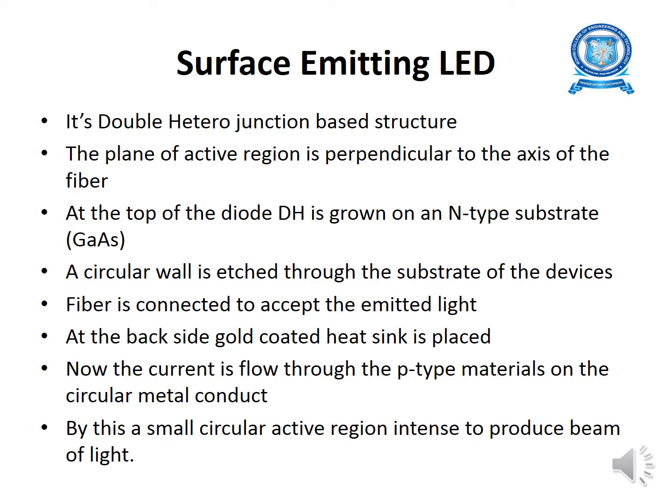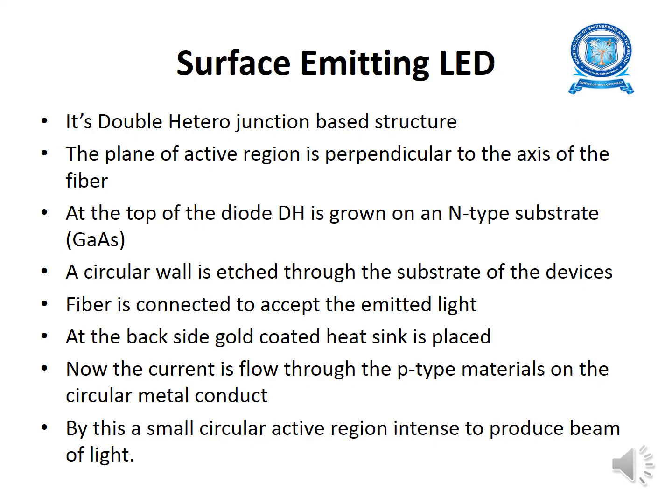At the top of the diode, the double heterojunction is grown on an N-type substrate of gallium arsenide. A circular well is etched through the substrate of the device. The fiber is connected to absorb the emitted light. At the back side of the active region, a gold coated heat sink is placed to reduce the heat absorption present in the active region.